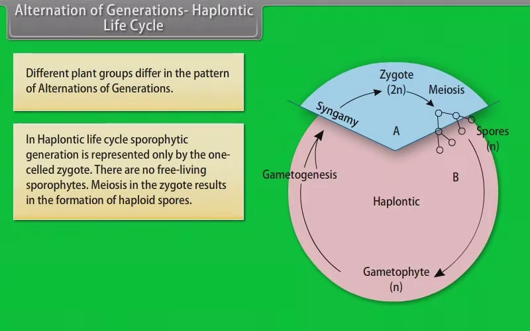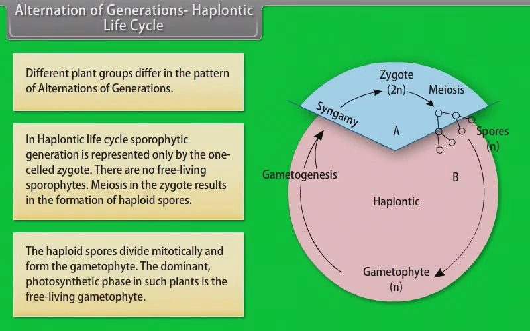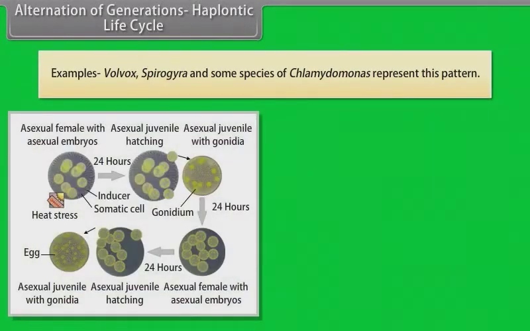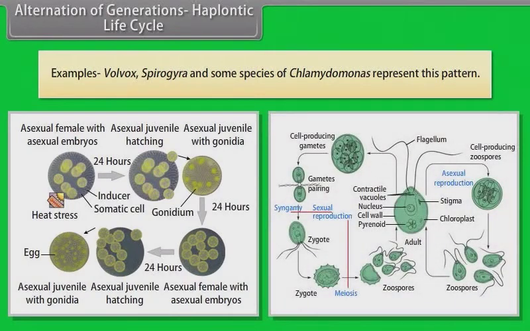Meiosis in zygote results in the formation of haploid spores. The haploid spores divide mitotically and form the gametophyte. The dominant photosynthetic phase in such plants is the free-living gametophyte. Examples: Volvox, Spirogyra, and some species of Chlamydomonas represent this pattern.